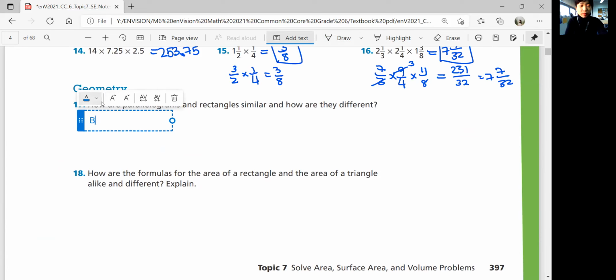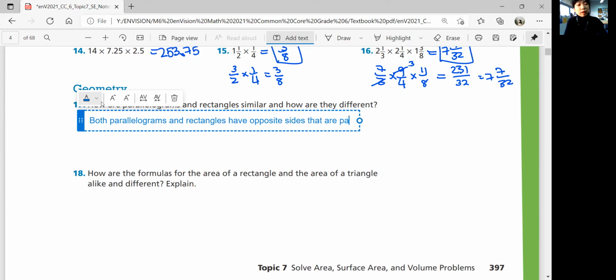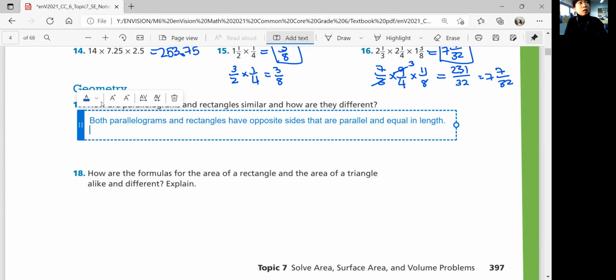Okay, so let's record that. Both parallelograms and rectangles have opposite sides that are parallel and equal in length. Rectangles must have 4 right angles. Parallelograms may not.